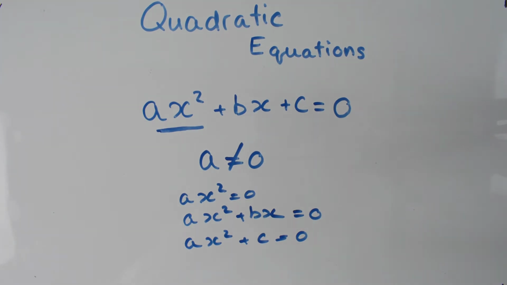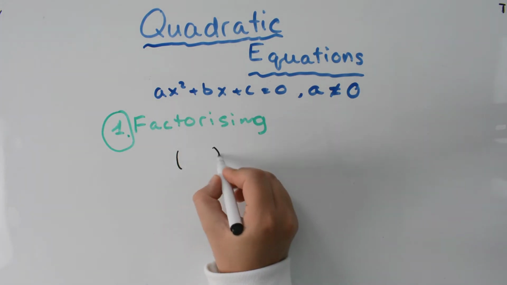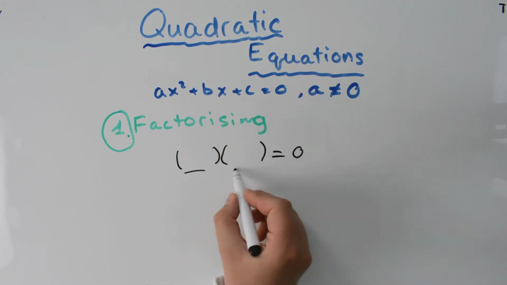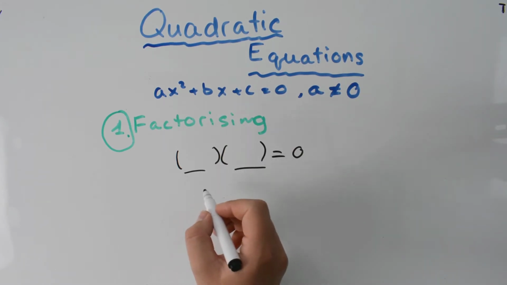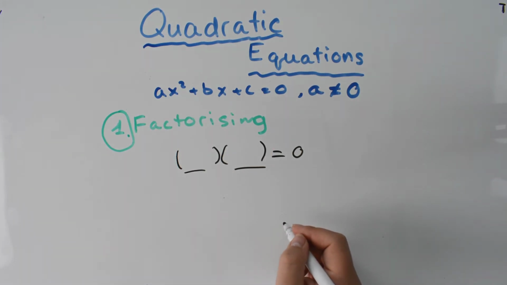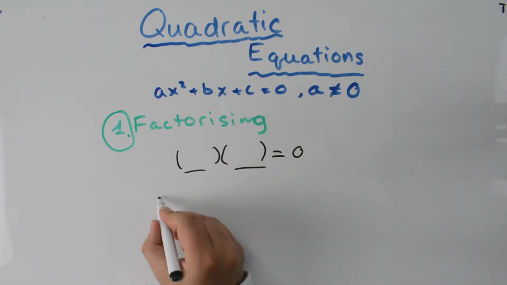So first of all, our first method would be factorising. Factorising quadratics can be used to solve them. So what it means is you need to split the equation into two factors. It can be either two brackets, or it can be just an x and a bracket. Okay, as you can see in some of the examples.